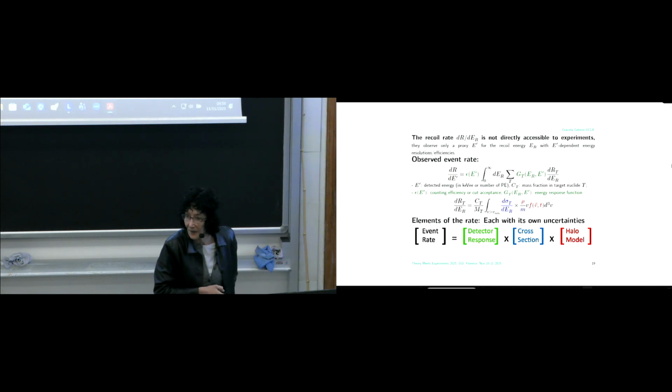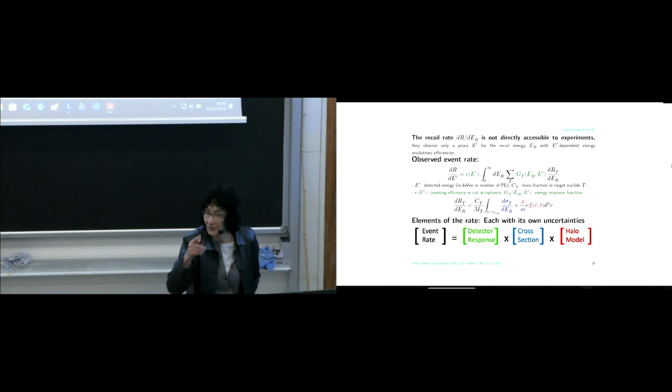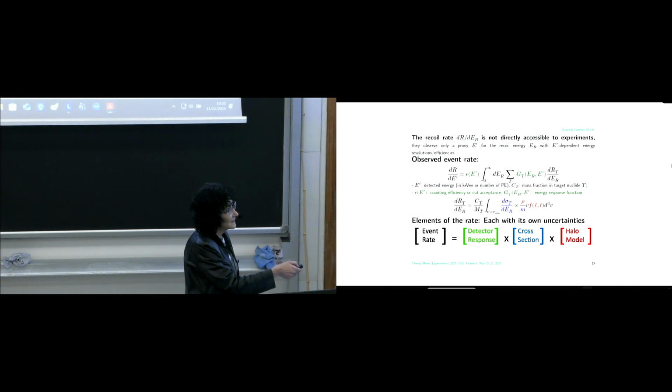First of all, you have to understand very well what the detector response is. I don't have anything really very valuable to say about that. And moreover, you have experimentalists that can tell you much better how you do that. But then there are uncertainties in the cross-section. There is uncertainty in the halo model.